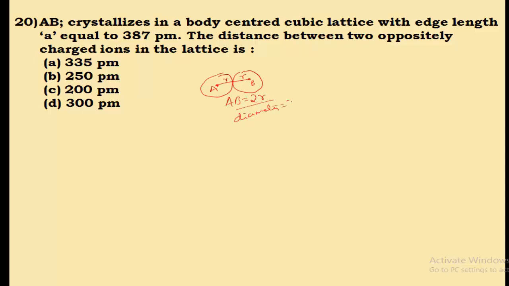So diameter is equal to 2R, or D is equal to 2R, or R is equal to D by 2. And you need to find the value of D. So here use the relationship between radius and edge length. Which unit cell is it? BCC, body centered cubic unit cell. Previously we have used this relation while solving a problem. Use the same formula, that is R is equal to root 3 divided by 4 into A.